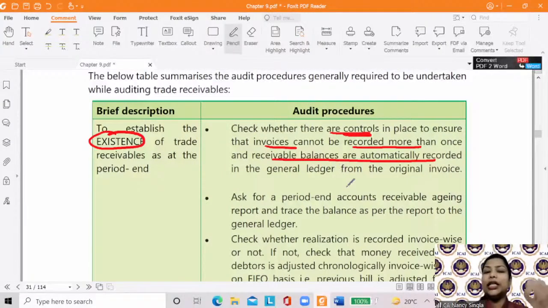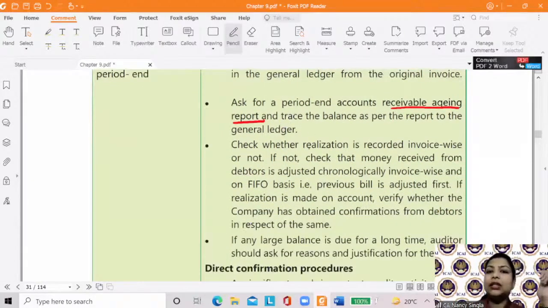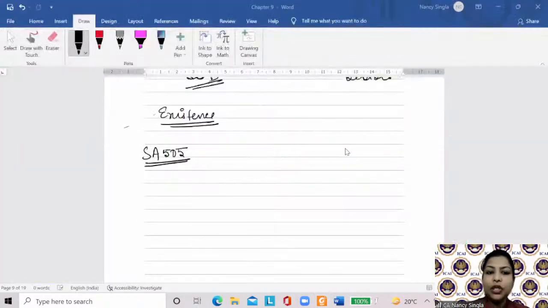Auditor can always obtain what? The accounts receivable debtors aging report, कि कितना पुराना debtor अभी भी है books में. Aging report and then compare it with the balances that are appearing in the ledger accounts of the debtors. Further, the realization, that is the amount that has been received with respect to a debtor. So auditor needs to see that the realization with respect to the debtors should be what?